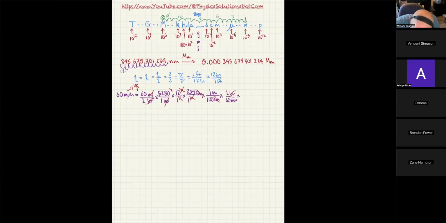This time I've got to realize that 1 minute is equal to 60 seconds. So I'm going to put the minute on top and say 1 minute over 60 seconds. And now I can see that this minute is going to be a curvy X and it cancels out. And finally, I'm going to write equals.